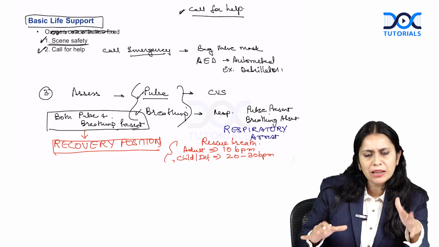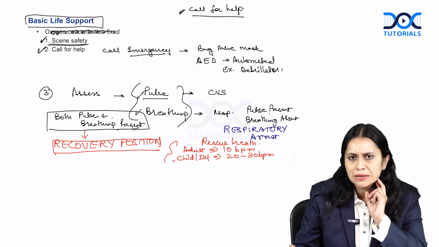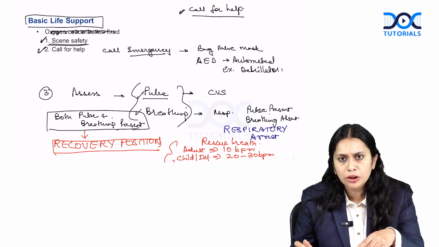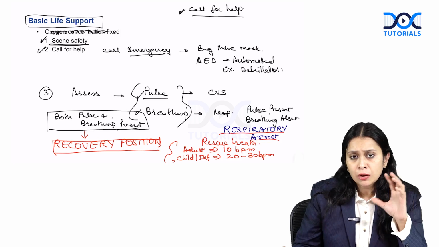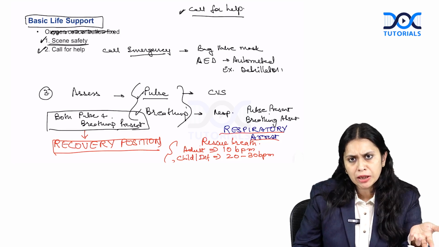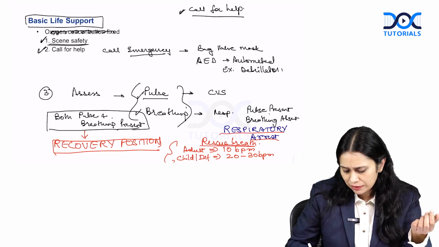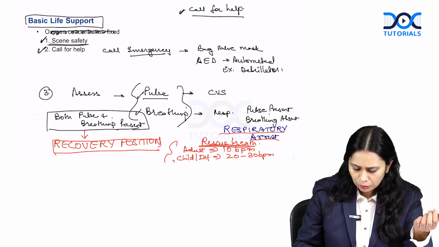So we give rescue breath, and every 2 minutes we again check for the pulse. No pulse, then the patient has gone into cardiac arrest. Pulse still present, patient is still in respiratory arrest. So if the patient is in respiratory arrest, we only give the rescue breath. Got it? Now the third scenario.